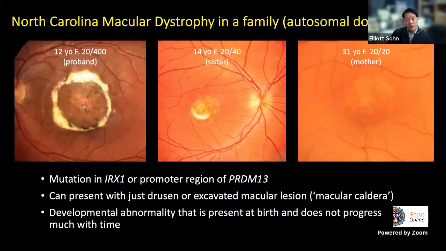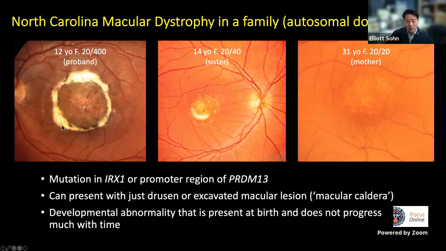Okay, so here's a family of patients with North Carolina macular dystrophy. So North Carolina is a state in the US. So I don't know how often you're going to see this, but I figured I'd at least show it to you. This is autosomal dominant. What's interesting here is that the proband, this 12-year-old, has what looks like a horrible fundus. And her vision's not great. It's 20/400.